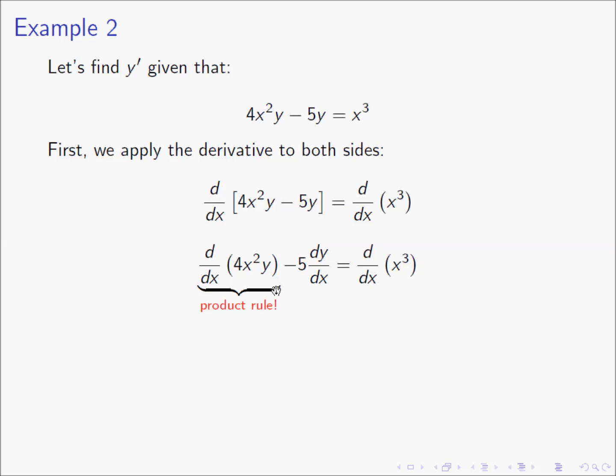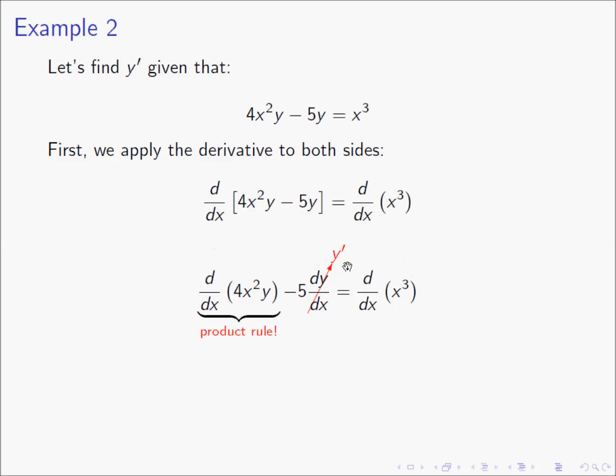and in this term here we have the product of two functions. We have 4x squared times y, and in implicit differentiation we always consider y as a function of x. So here we need to apply the product rule. This term here is y prime, what we're looking for, and this derivative is very easy to find, it is 3x squared. Now let's apply the product rule for this term.